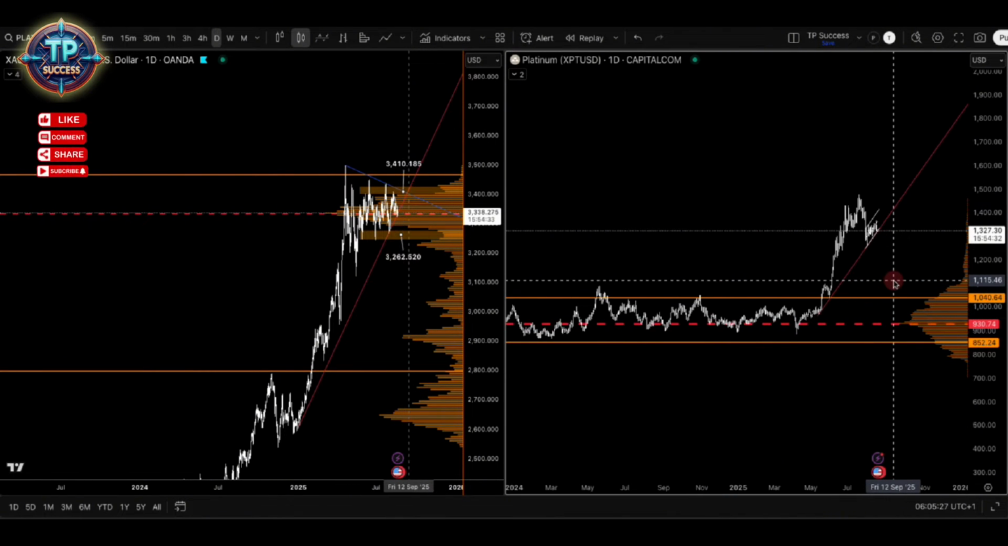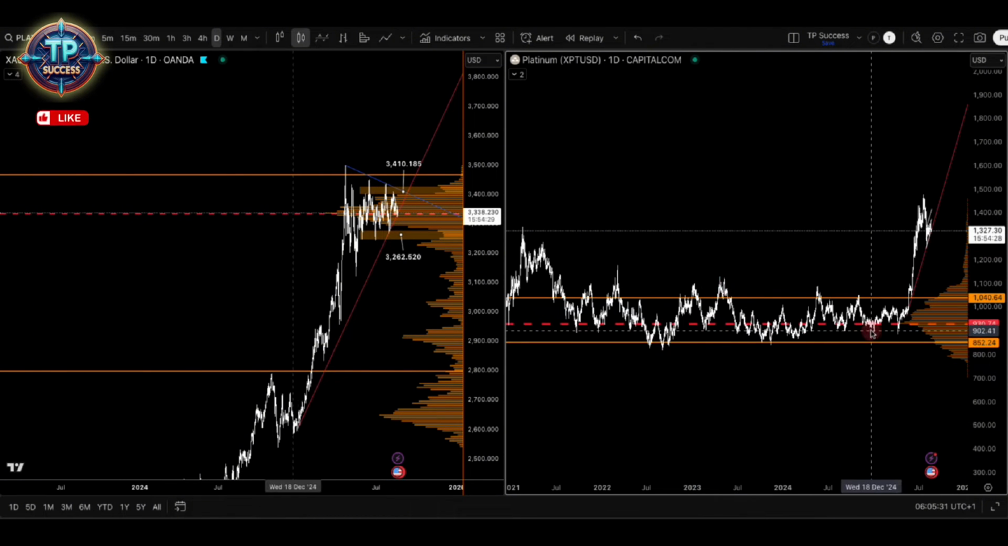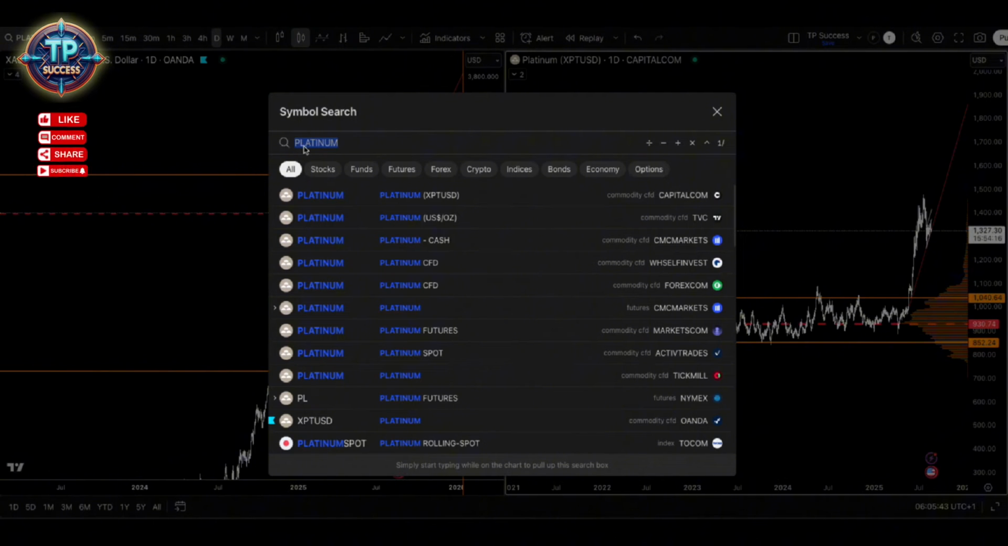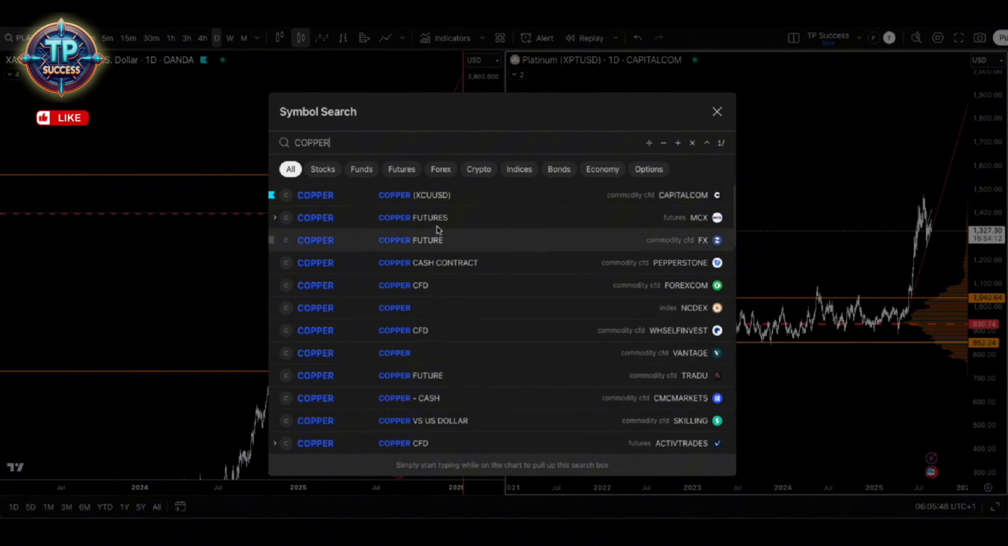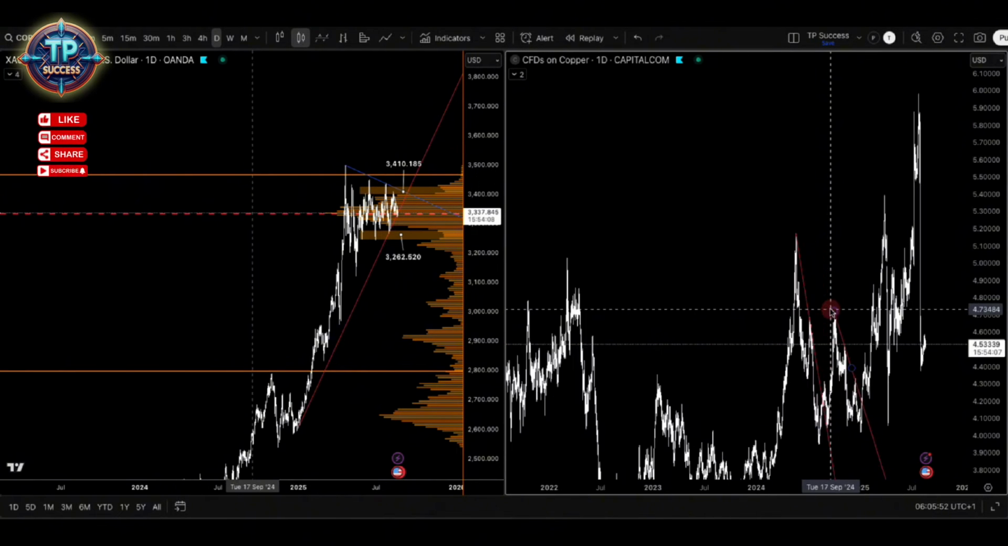So yeah, there's not really much I can say, but I am really glad that I'm taking the time out to look at all of these right now. So the next thing that we're going to look at is copper. Let's see how much that is going to surprise me. Okay.